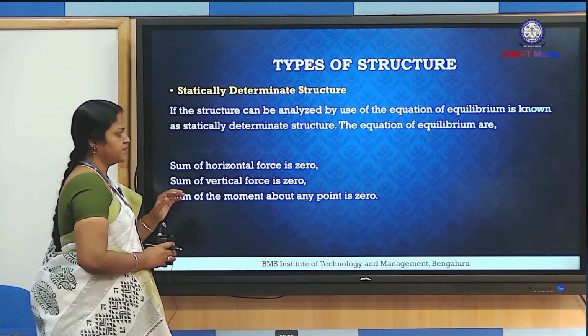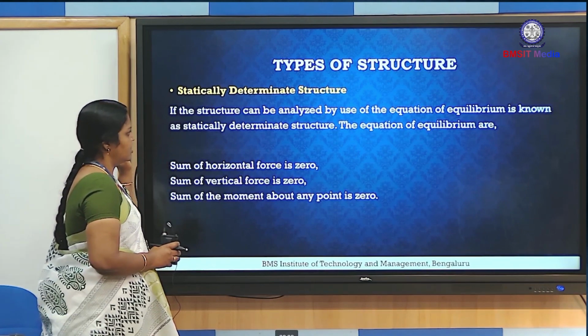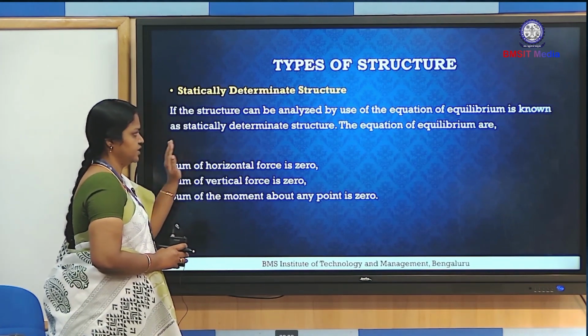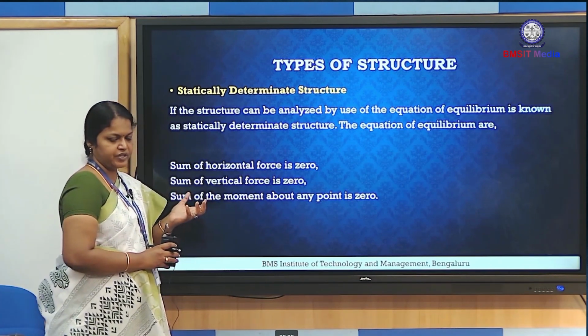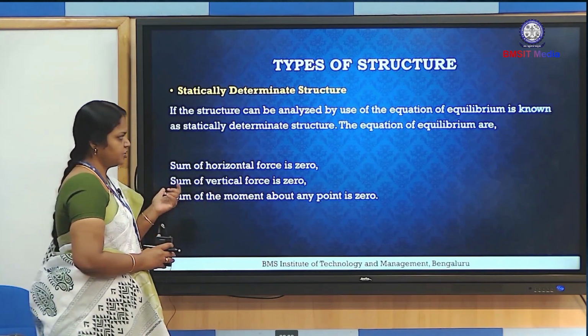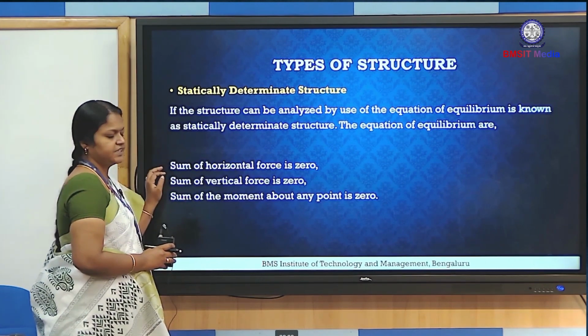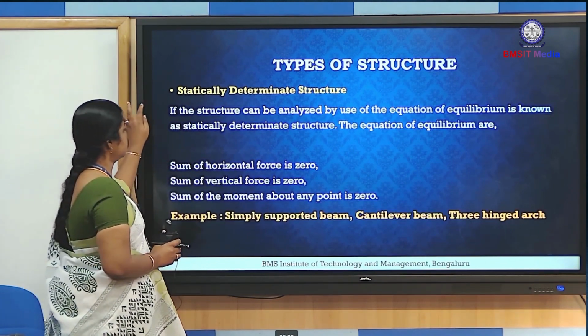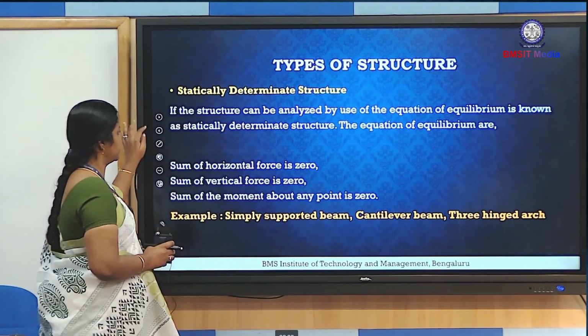If the structure can be analyzed using the equations of equilibrium, it is known as a statically determinate structure. Otherwise, if the number of unknown support reactions equals the equations of equilibrium, that type of structure comes under statically determinate structure. Examples: simply supported beam, cantilever beam and 3-hinged arch.